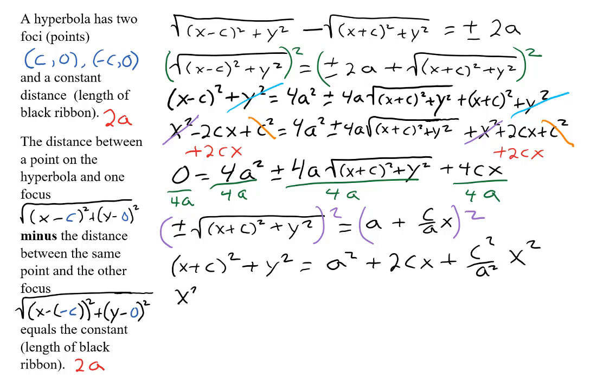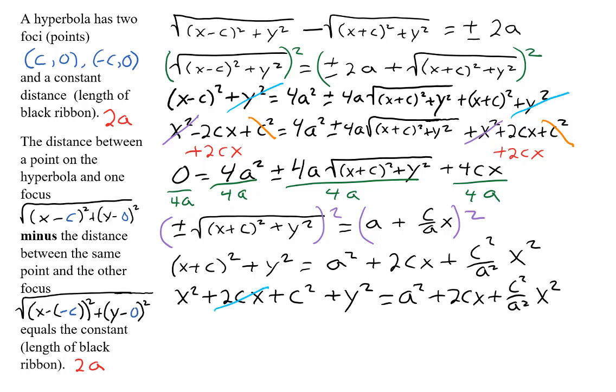Then I multiply out the square, the x plus c quantity squared, and that gives us a 2cx on the left as well as a 2cx on the right. We subtract those out, and then in the next step, I want everything involving x or y on the left and everything not involving x or y on the right. So the x squared stays where it is, and then I subtract c squared over a squared times x squared from both sides. The y squared stays where it is, and I subtract c squared from both sides.